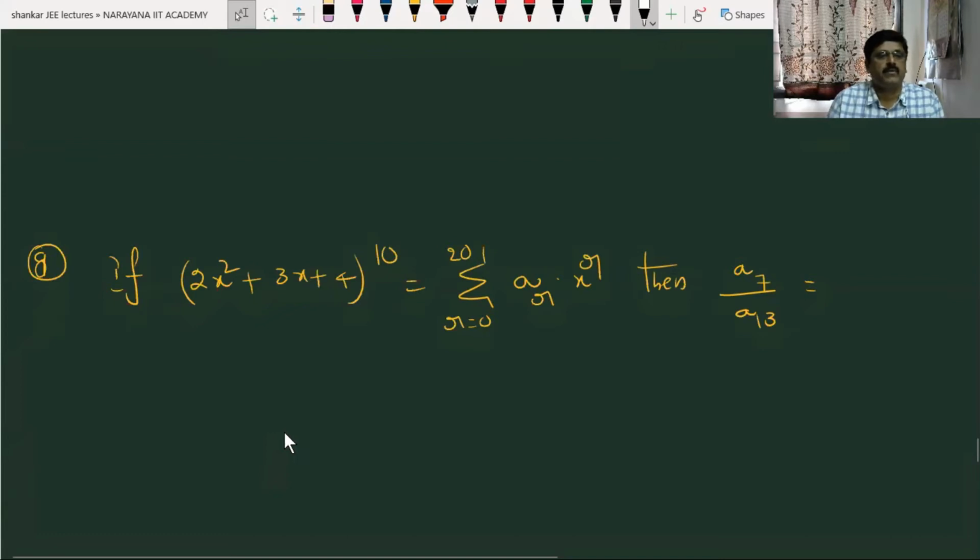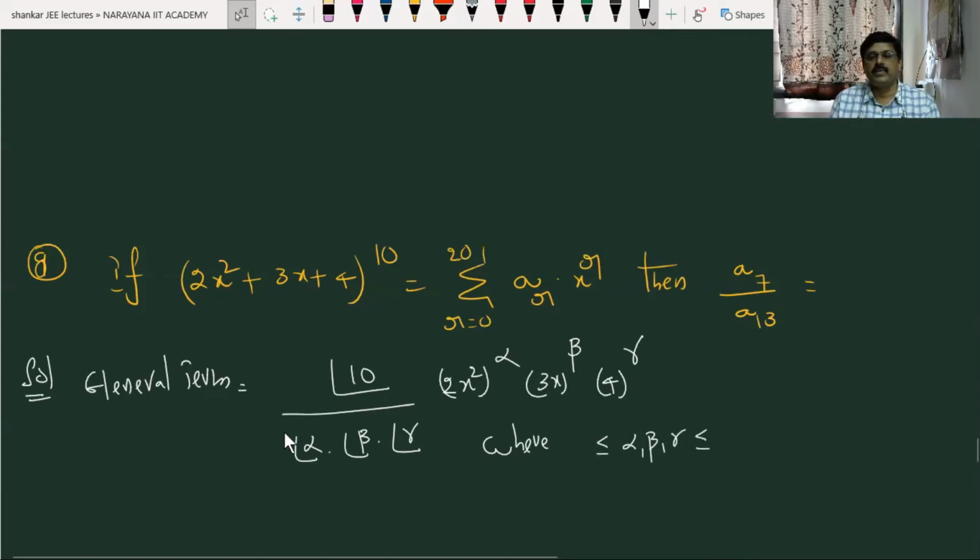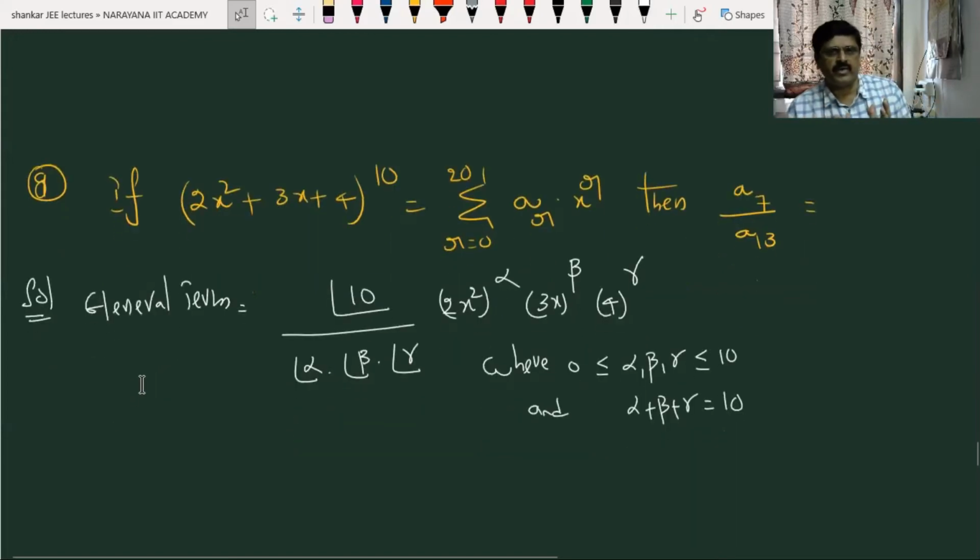First of all, the general term of this expansion is going to be, students, 2x square power some alpha I take, 3x power some beta I take, 4 power gamma. Its coefficient is going to be 10 factorial upon factorial alpha into factorial beta into factorial gamma, under some restrictions, where alpha, beta, gamma each can take its value from 0 to 10, any number, and alpha plus beta plus gamma is equal to 10. This is how to write the general term of any multinomial expansion.